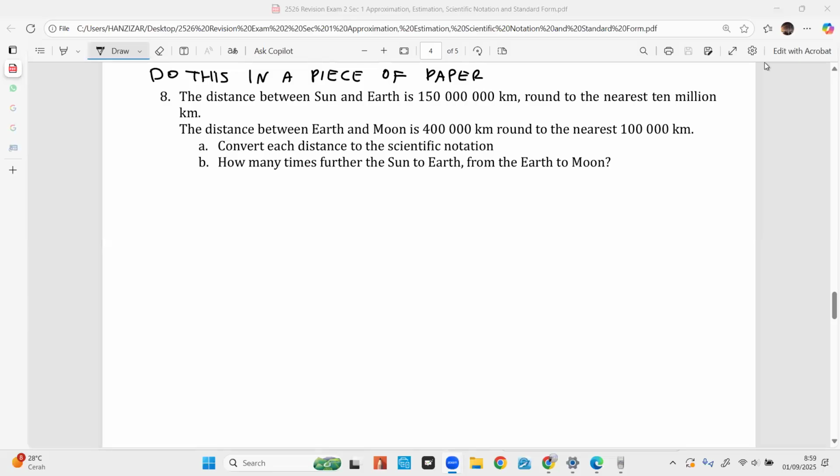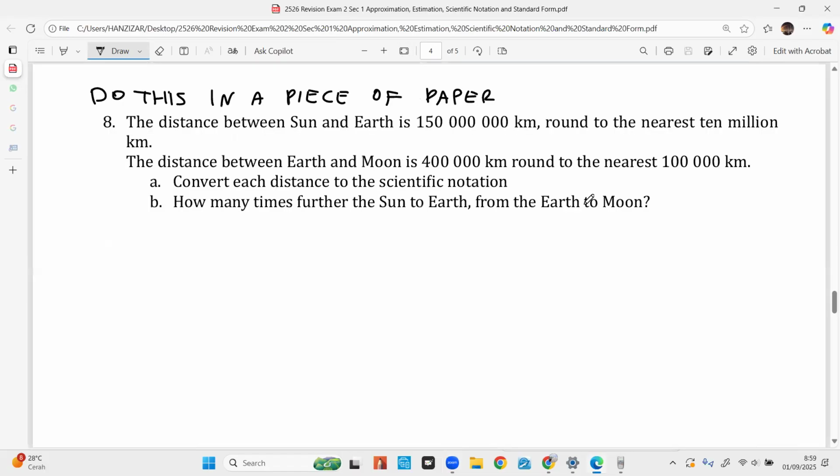Okay, guys, so we are discussing right now number 8. The distance between Sun and Earth is 150 million kilometer rounded to the nearest 10 million kilometer. And the distance between Moon and Earth is 400,000 kilometer rounded to the nearest 100,000 kilometer. Convert each distance to scientific notation. First, for question A, we have to convert two numbers, right? So just put A1, A2.